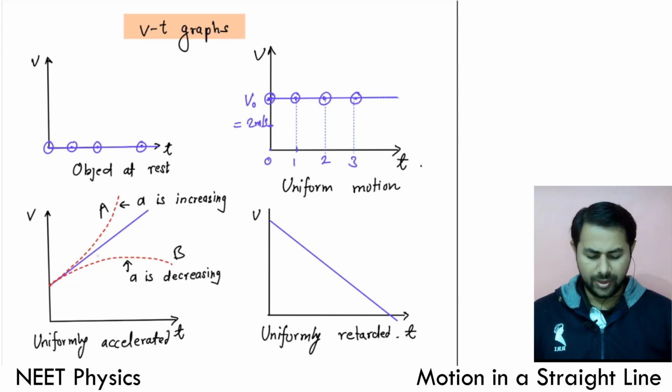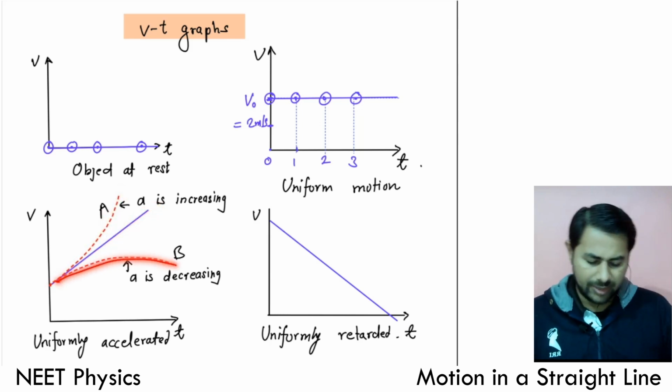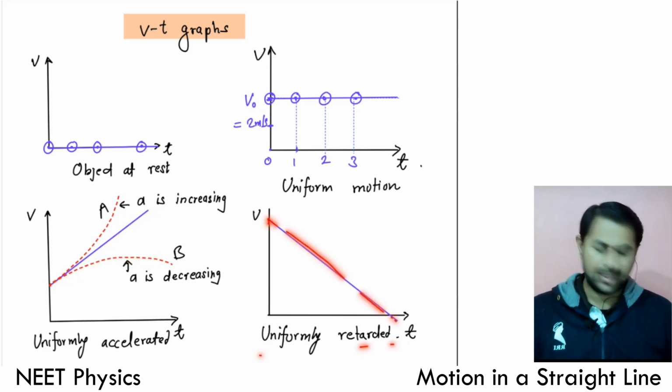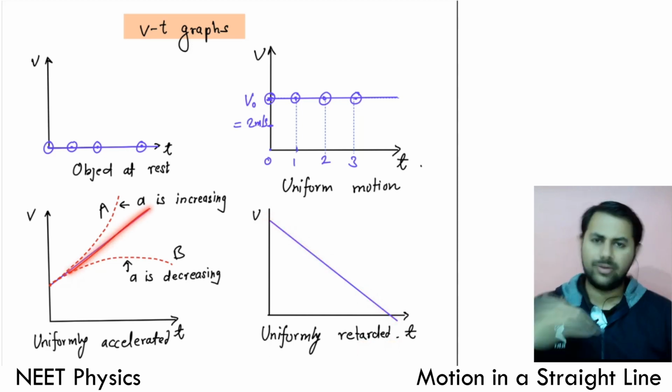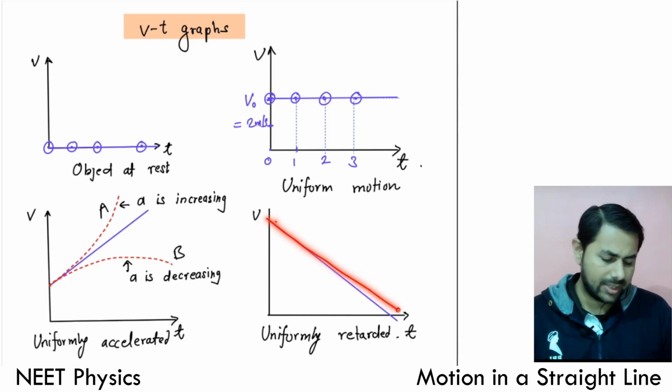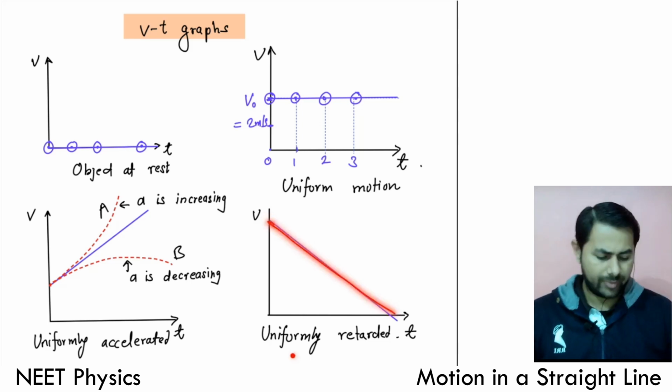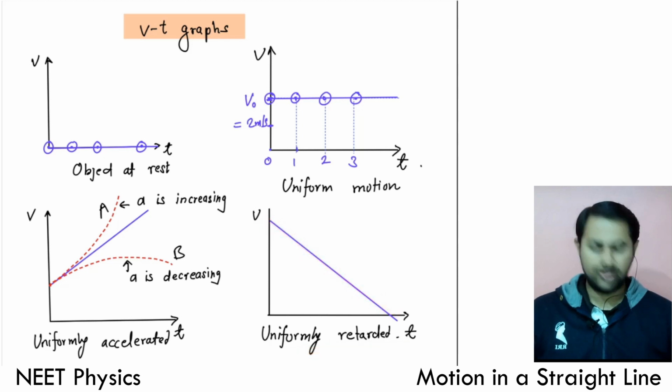Good. So this is uniformly accelerated. This is for when the acceleration is increasing. This one is for when the acceleration is decreasing, and this one is for negative acceleration. So here the velocity is increasing uniformly. Here the velocity is decreasing uniformly. Right? Velocity is decreasing uniformly. So this one is for uniformly retarded motion.